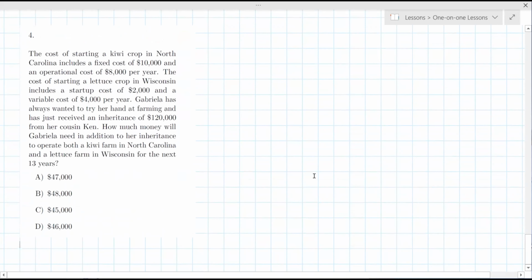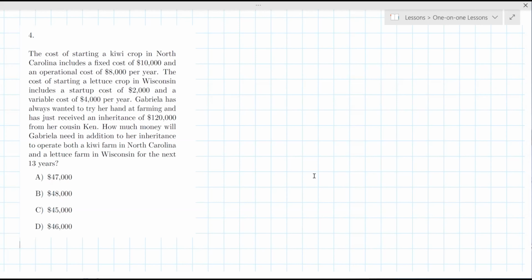The cost of starting a kiwi crop in North Carolina includes a fixed cost of $10,000 and an operational cost of $8,000 per year. The cost of starting a lettuce crop in Wisconsin includes the startup cost of $2,000 and a variable cost of $4,000 per year. Gabriella has always wanted to try her hand at farming and just received an inheritance of $120,000 from her cousin Ken. How much more money will Gabriella need in addition to her inheritance to operate both the kiwi farm in North Carolina and the lettuce farm in Wisconsin for the next 13 years?